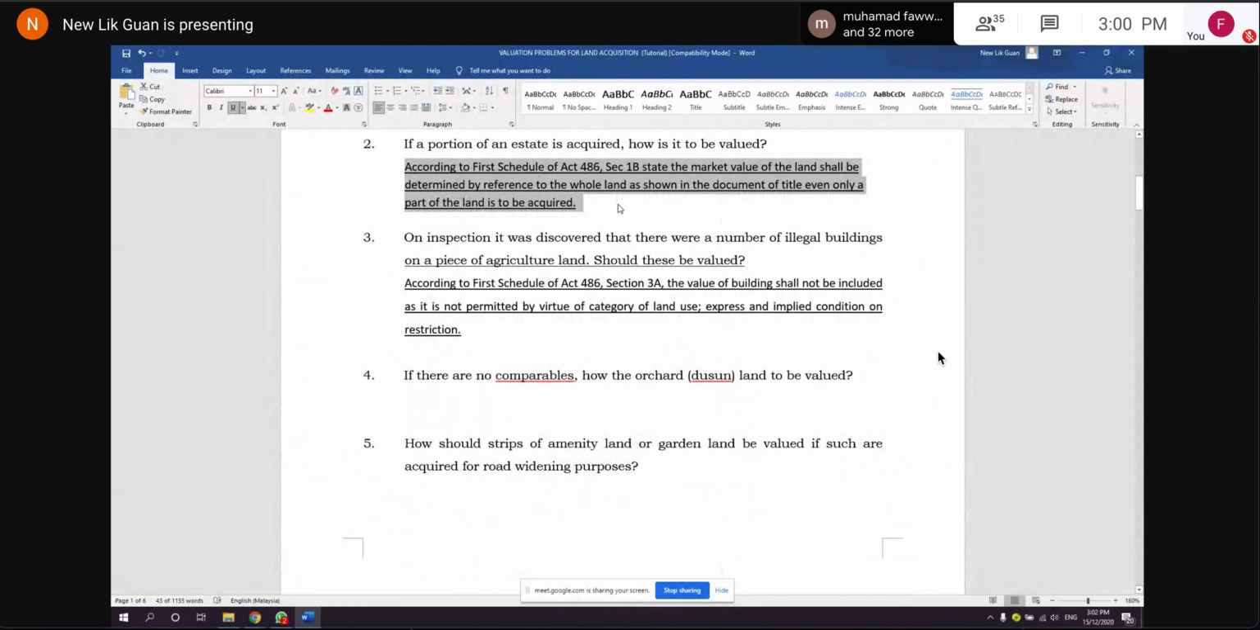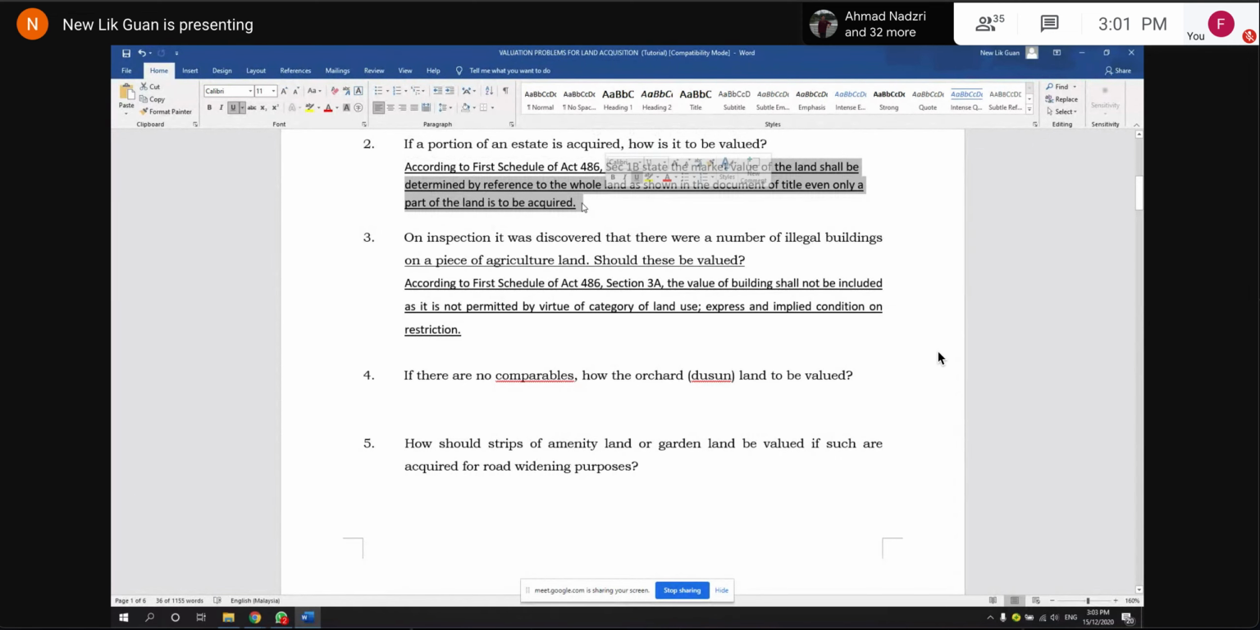Yes, I can. Okay. So the second question is, if a portion of an estate is acquired, how is it to be valued? According to the First Schedule of the Land Acquisition Act, Section 1B states the market value of the land should be determined by reference to the whole land, as shown in the document of title, even if only part of the land is to be acquired.